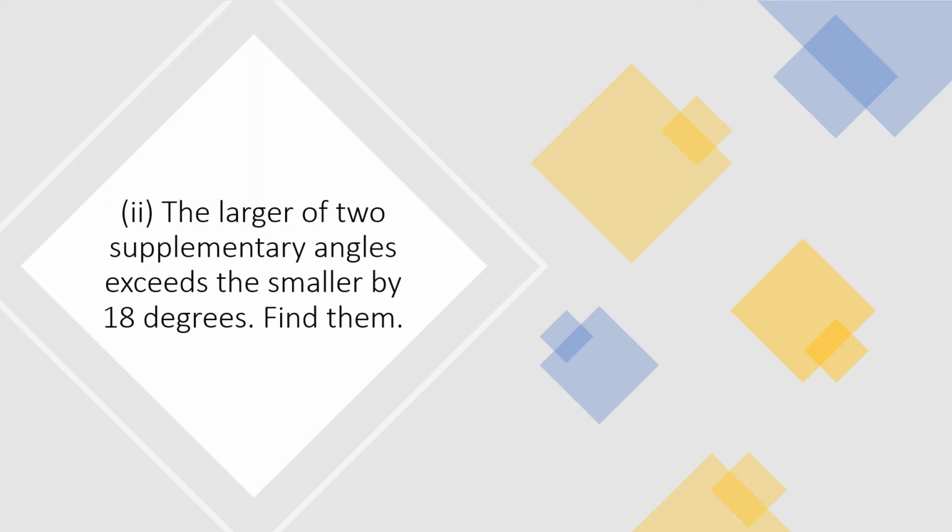Let's look at the second question. It is given, the larger of two supplementary angles exceeds the smaller by 18 degrees. Find them. So, there are two supplementary angles, children. What do you mean by supplementary angles? This is the word that you should be knowing in this. Supplementary. There are two angles. So, we'll write it as, let the angles be x and y.